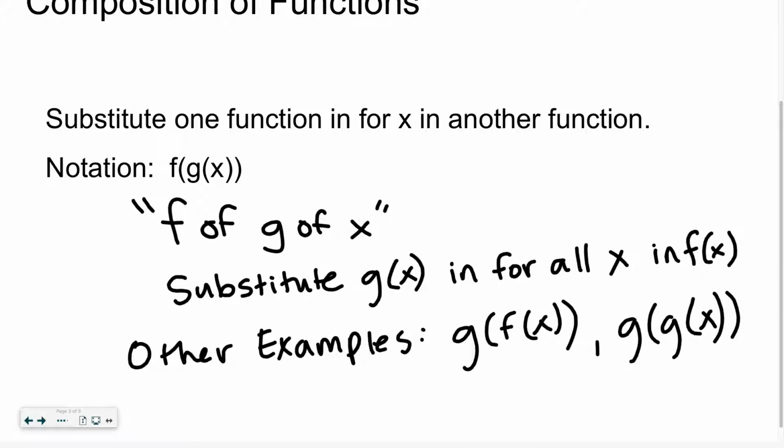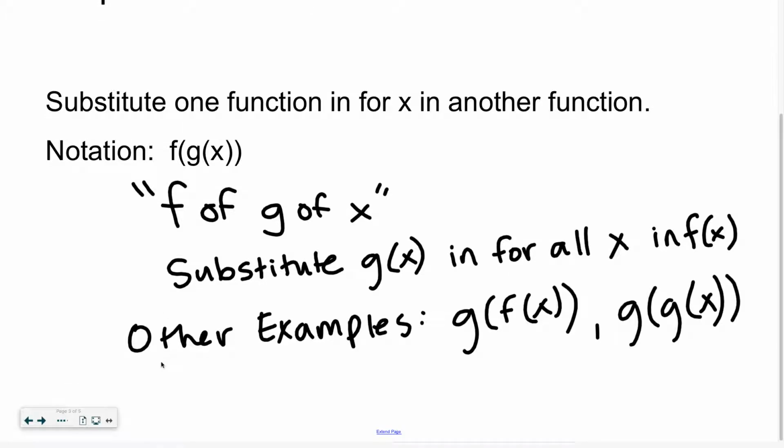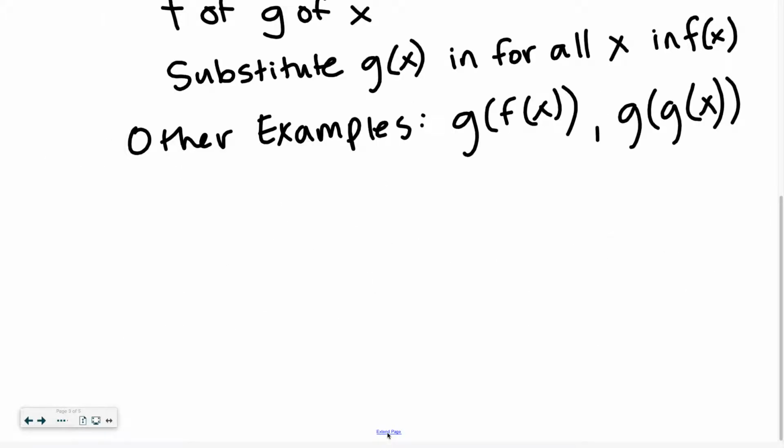And as you progress in math, you could see things that have even more than one composition. So you could see an f of g of h of x. I could say, put h in for g, get a new function, then put that function in for f. I don't think we have any with three to do, but you could just continue this process. Okay, so we're going to do some examples.